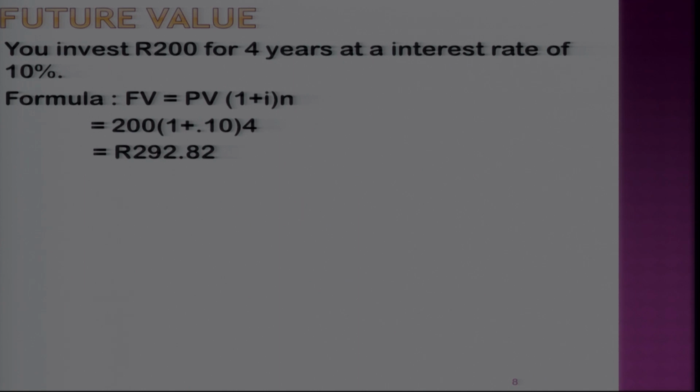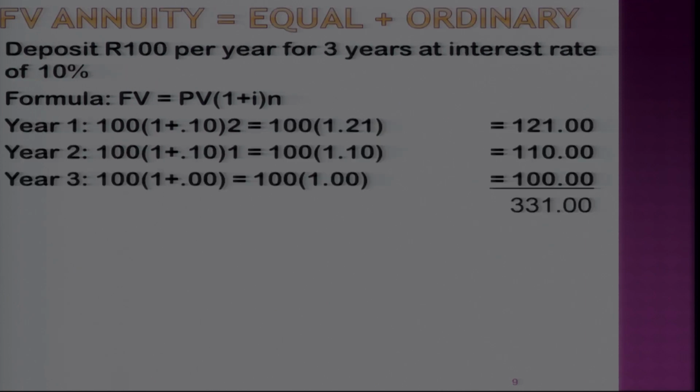So you're going to say 200, open bracket, 1 plus. Now remember, I is in percentage. Now you need to convert it to a number. Every time you want to convert a percentage to a number, divide by 100, and it will give you the number. So 10% converted to a number is actually 0.10. And then 4, and this is the answer that you will get. Okay, we will do this in class so that you can try the calculations. But on your own, you can just work through the slides with me.